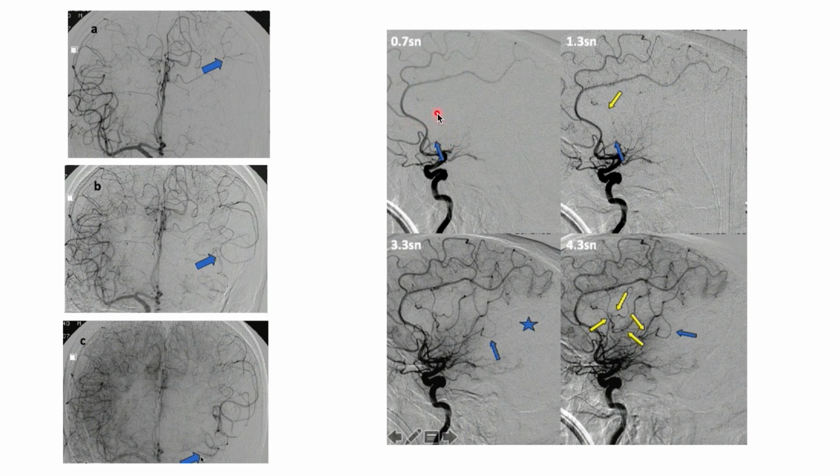Same thing is shown here, that the MCA is blocked. This is 0.7 seconds. At 1.3 seconds, you start seeing some vessels appearing. At 3.3, you are looking at more vessels. And then a lot of circulation is now visible here at 4.3 seconds. So take long recordings of DSA when you want to look for the collaterals. Thank you.